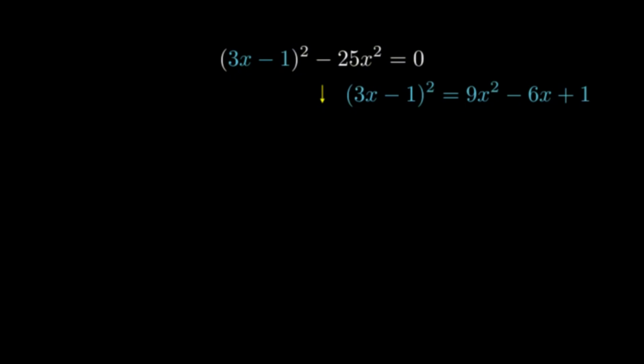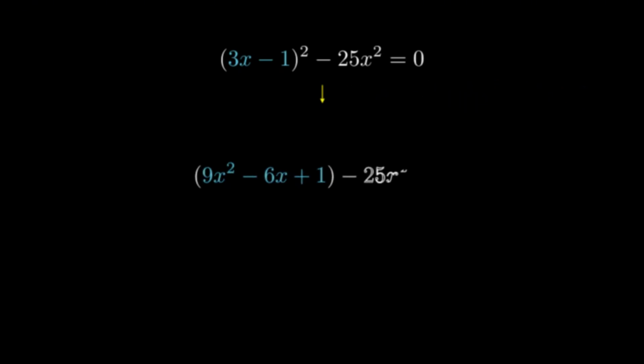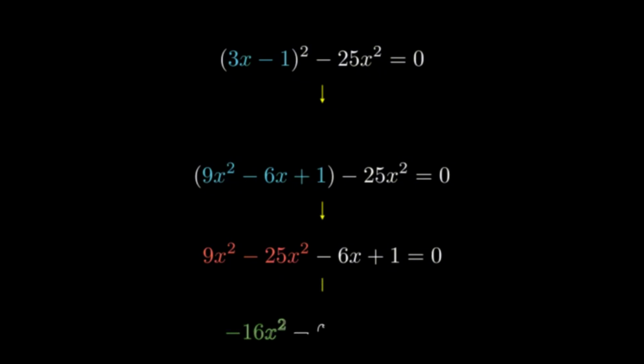2ab + b^2. Now we substitute this expanded expression into our original equation. The term (3x - 1)^2 becomes 9x^2 - 6x + 1. The rest of the equation stays the same. Next, we remove the parentheses since they're no longer needed. We can rearrange the terms to group similar powers of x together, which will help us combine like terms more easily. Now we can combine the x^2 terms.